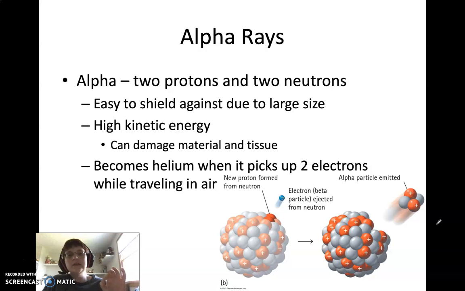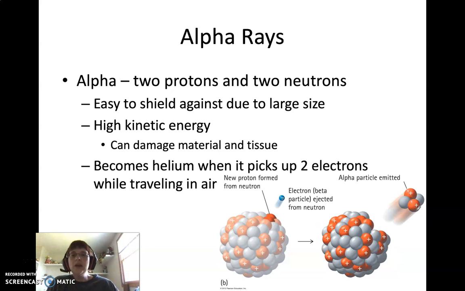However, these guys can pick up electrons while they travel in the air because they have 2 protons. If they pick up 2 electrons as they travel, it becomes helium. So if they don't run into anything between where they are ejected and where they hit something, they become inert. They become non-damaging because they become helium. And so as long as you can shield against them and they travel long enough between the radioactive source and any items that they might hit, they're not going to be super damaging.